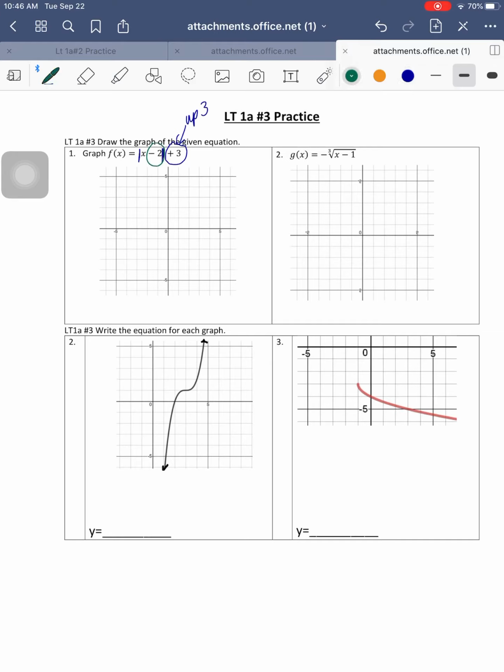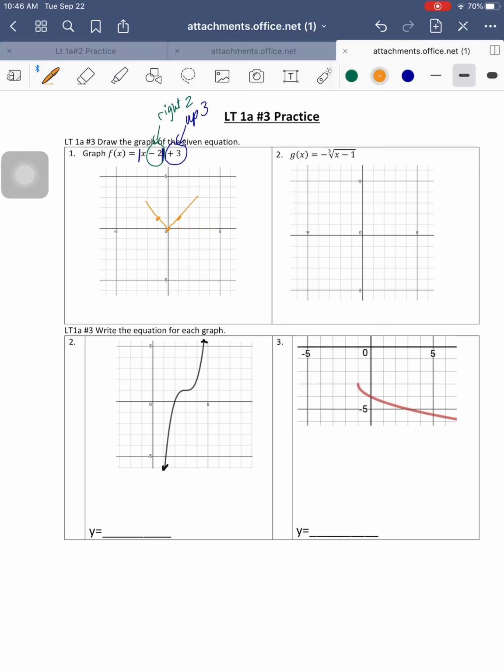Looking at the inside, this is opposite of what you would think. So minus 2 means we're going to take the parent function and translate it, shift it right 2. Now we're going to look at the parent function. Each one of these intervals goes by 1. My parent function points are 1, 1, negative 1, 1, and 0, 0.